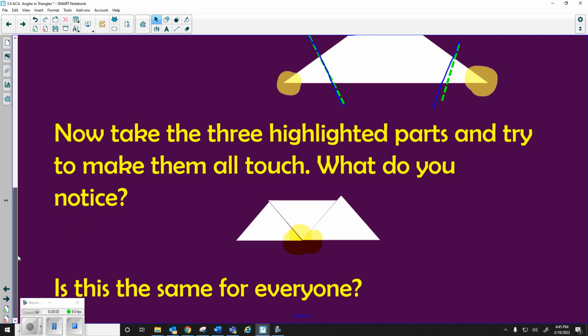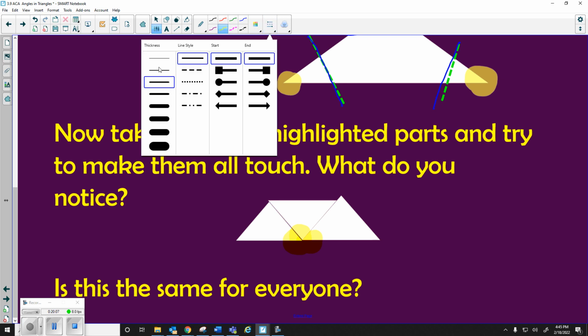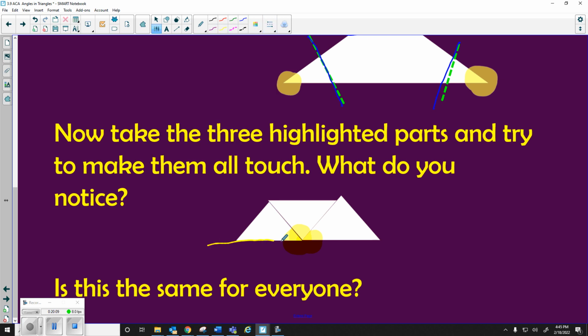Okay? Now, hopefully what you notice is that when you do this, it makes this straight line. Okay, no matter what your corners look like, when you put the three highlighted pieces together, it makes a straight line. Now, if yours doesn't, that probably means that you did the activity wrong. I'm sorry about that. But if you did it correct, no matter the triangle that you made, all three corners put together should make this straight line.